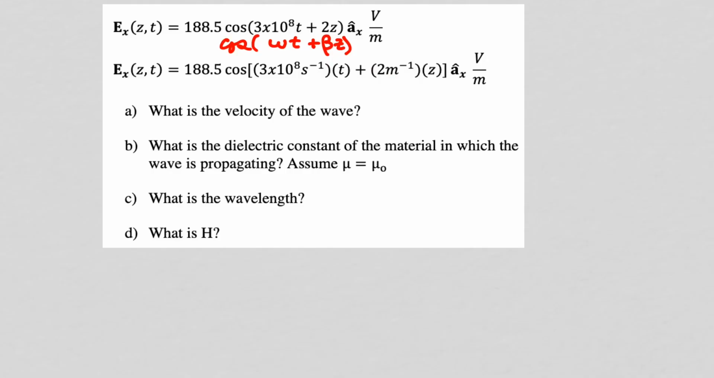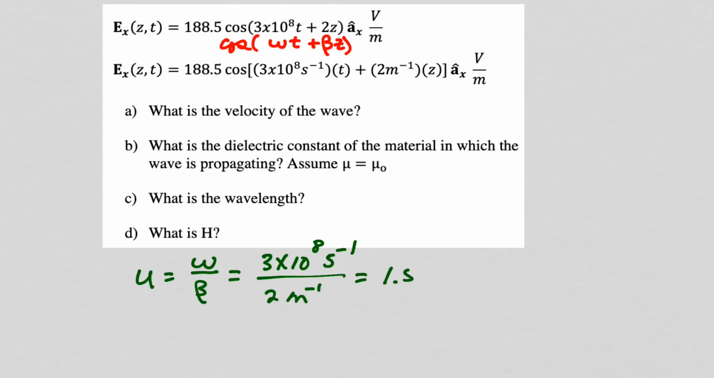That way, when you multiply omega by the time in seconds, you get something that's unitless. And when you multiply your wave number by z in meters, again, you get something that's going to be unitless. We know the velocity of our wave is omega over beta. We've already identified omega as 3 times 10 to the 8th inverse seconds, and beta, our wave number, as 2 inverse meters. So our velocity is 1.5 times 10 to the 8th meters per second.